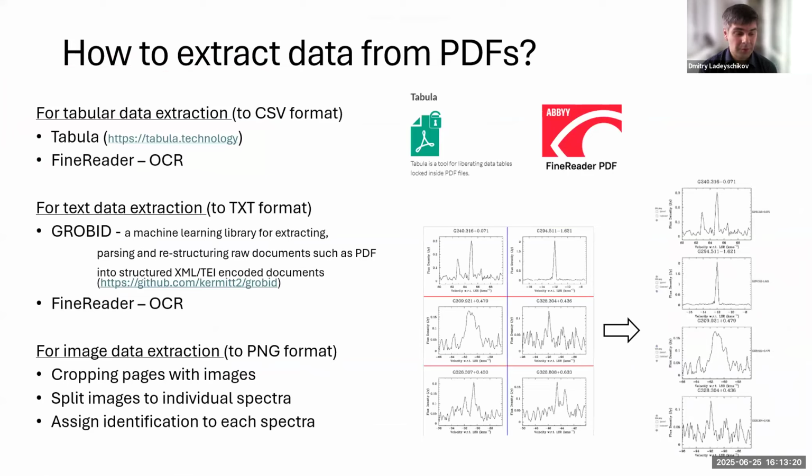And how we extract data from PDF files. This is maybe some technical detail, but maybe somebody is interested. So we use tools like Tabula for CSV data extraction and a file reader. And for text description, we use the machine learning service GROBID that converts PDF files to text. It is very useful for text extraction. And as I said, for image extraction, we split a large image set into individual spectra and add semantic information to each spectrum.